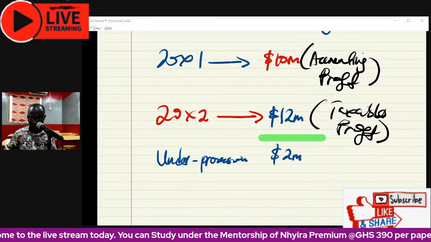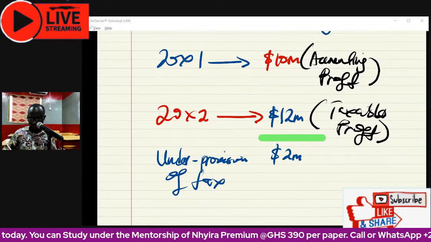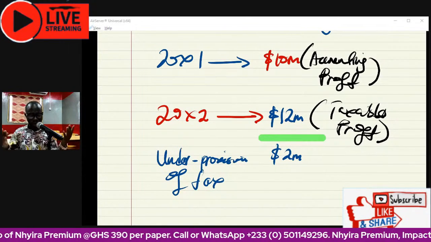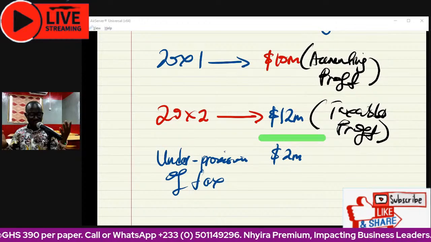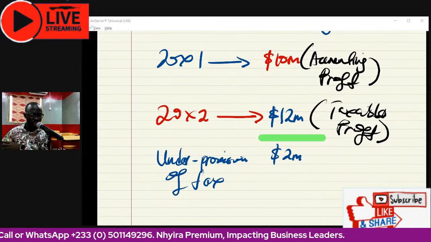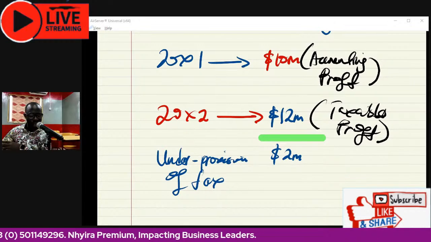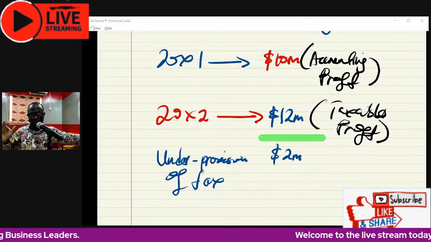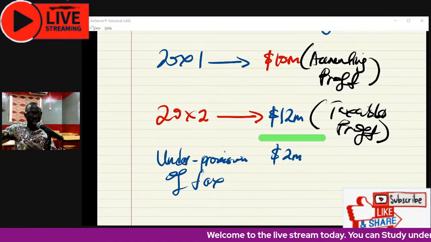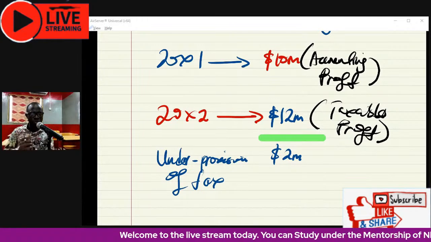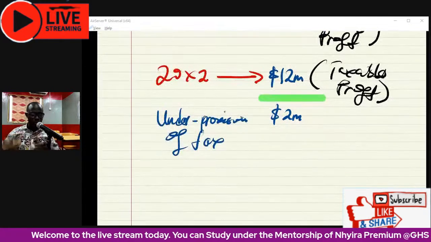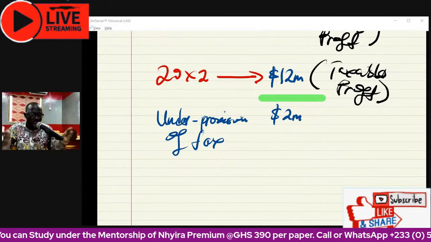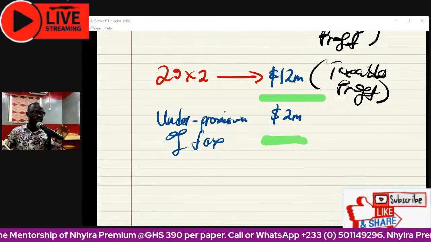Does it make sense? Under provision of tax. The entity had provided for the year 20x1 $10 million. But in 20x2, the tax authority comes and says you're going to pay $12 million. The entity had already provided for $10 million, which means there is an additional $2 million that the entity has to give to the tax authority. That $2 million is termed as under provision of tax.